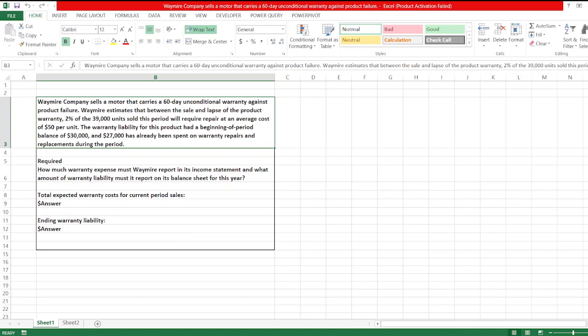The warranty liability for this product had a beginning of period balance of $30,000, and $27,000 has already been spent on warranty repairs and replacements during the period. How much warranty expense must Waymire report in its income statement, and what amount of warranty liability must it report on its balance sheet for this year? So here we have to calculate total expected warranty cost for the current period sales and ending warranty liability. Now this is the full question.